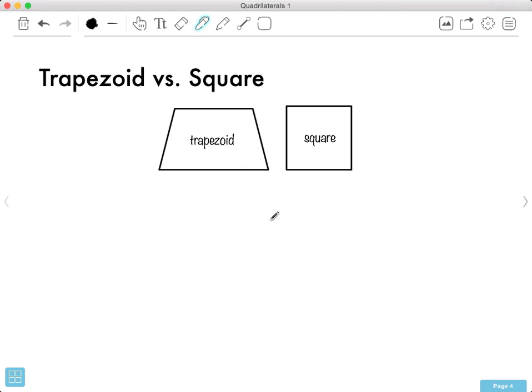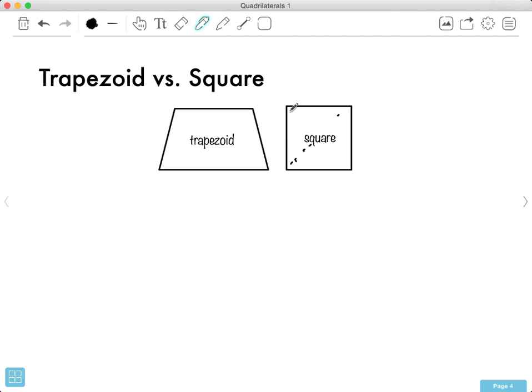In a trapezoid versus a square, they're both four-sided. You're going to get tired of hearing me say that. They both have diagonals that are of equal length. That's a similarity. That's about where the similarities end.